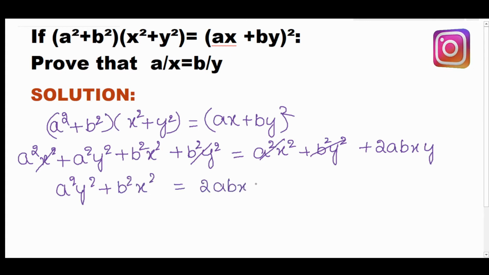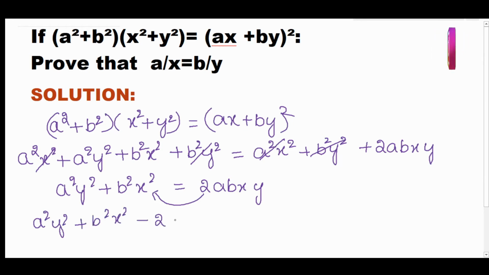2ab x y. Let me shift this term towards this side. You get a square y square plus b square x square minus 2ab xy, which is equal to 0. You can see this is in the form of a square plus b square minus 2ab. So I can write this as (ay minus bx) whole square is equal to 0.